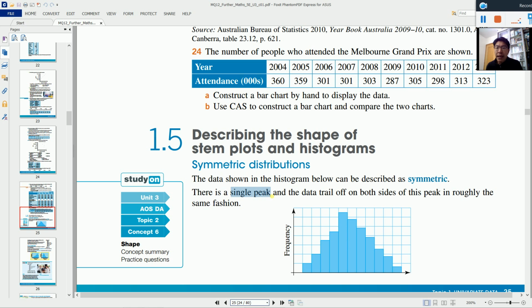It always has a single peak right in the middle, and both sides come off the peak with roughly the same fractions. So if one side drops very sharply, the other side needs to be sharp. It can't be very flat on one side and very sharp on the other. It doesn't work that way. Symmetrical needs to be a mirror image. Both sides need to be very similar to each other.